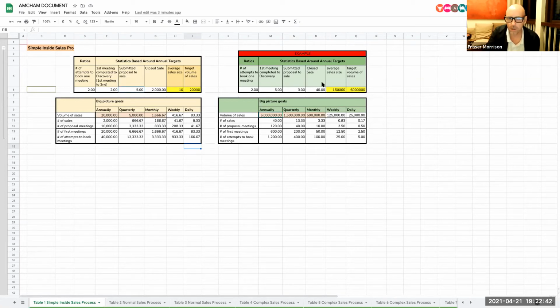So let's just have a quick look at this. So this here, the target volume sales, we've got 20,000 sales with an average sales size of 10. So this is table number 1. Anyway, tell me, 5 proposals submitted to. So we target volume of sales 20,000. To do 40,000 attempts to get a meeting doesn't make sense, right?